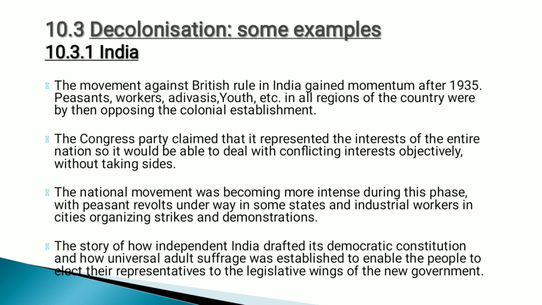The Congress Party claimed that it represented the interest of the entire nation, so it would be able to deal with conflicting interests objectively without taking sides. The national movement was becoming more intense during this phase, with peasants' revolts underway in some states and industrial workers in cities organizing strikes and demonstrations.